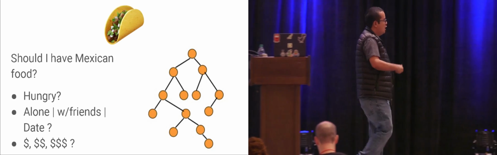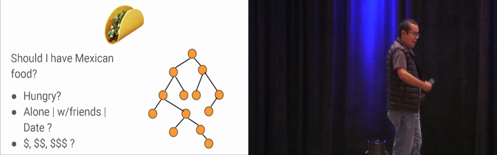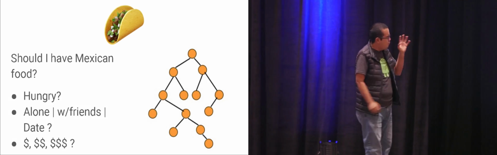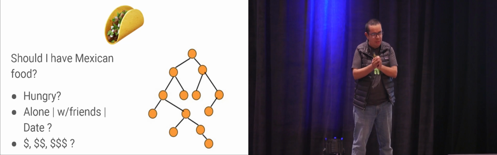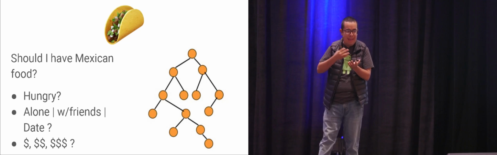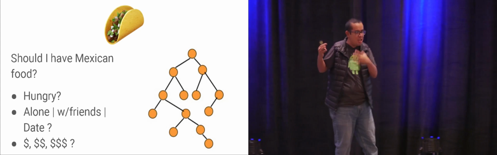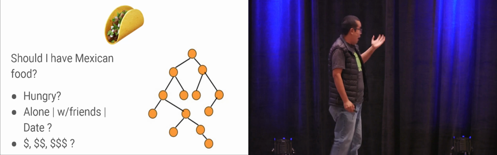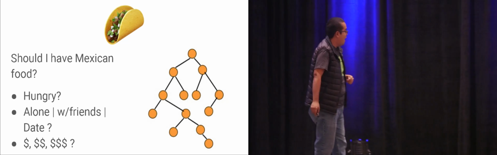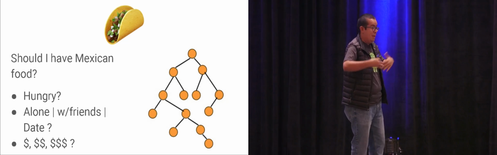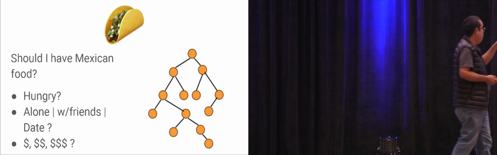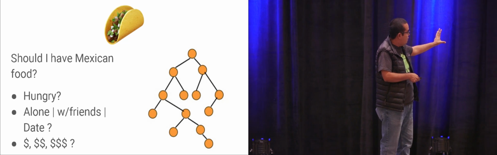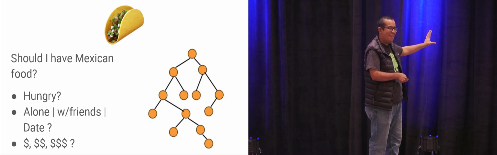So, should I have Mexican food? As I mentioned before, it's one of my favorite kinds of food. But when I'm deciding what to eat, when I'm reviewing the menu, or deciding which kind of restaurant I should go to, there are many questions that I should answer. Like, am I hungry? Am I alone, with friends, or on a date? How much would I like to spend? And with all these questions, we can build a tree. This is called a decision tree.